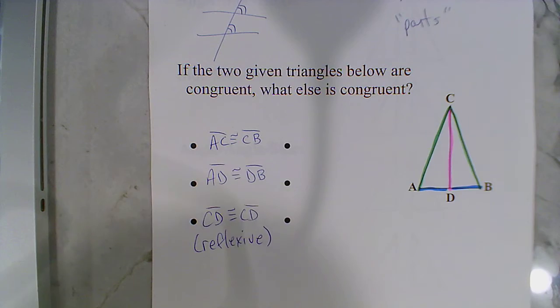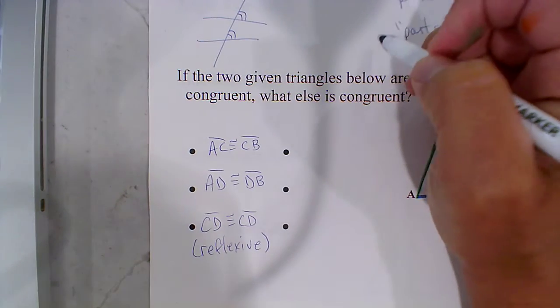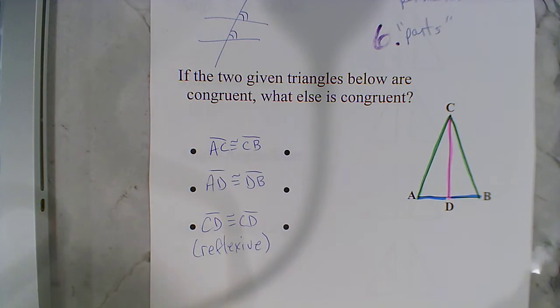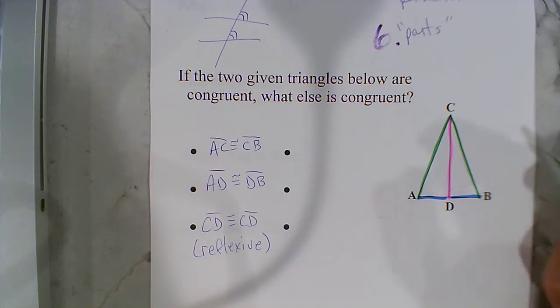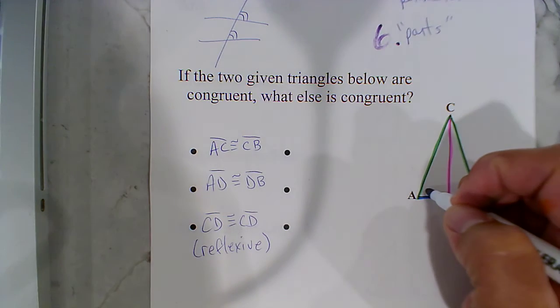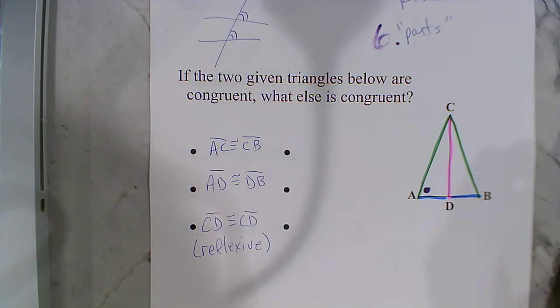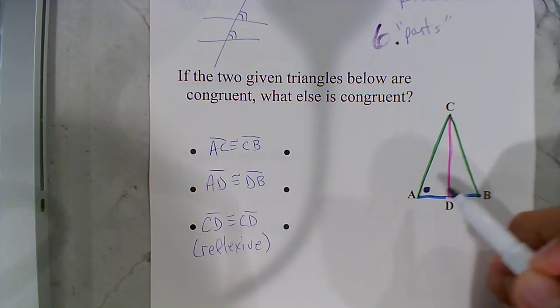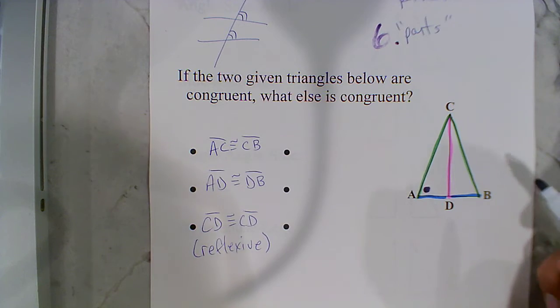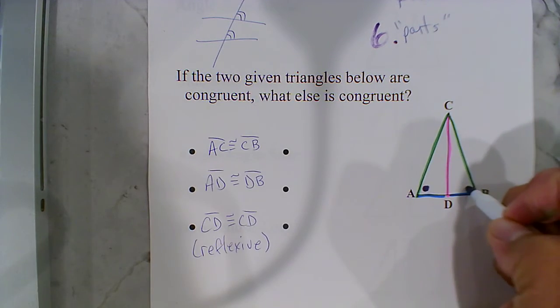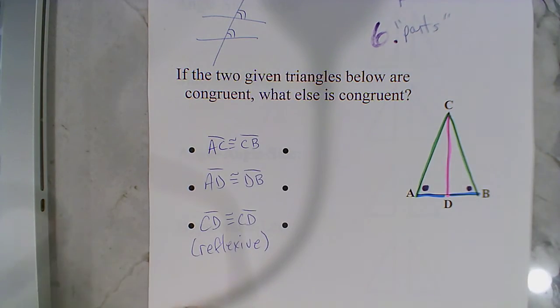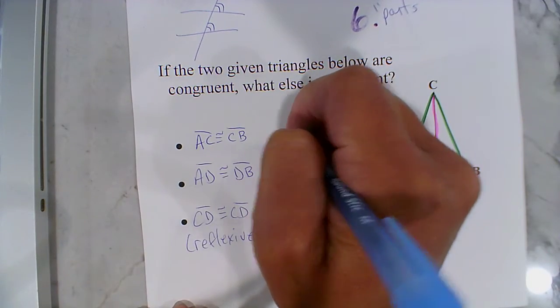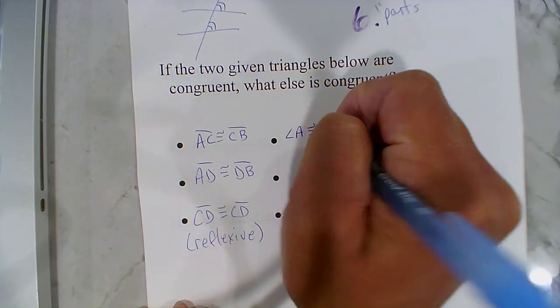Now, but that's not it. That was 3 of the 6 parts. Up here, 6 parts. So what you want to look at now is the angles. So what angle would be corresponding to CAD, or angle A, you can call it there? On the flip, oh, that's angle B. So you can state that angle A is congruent to angle B.